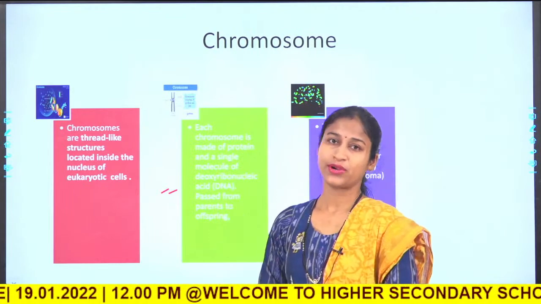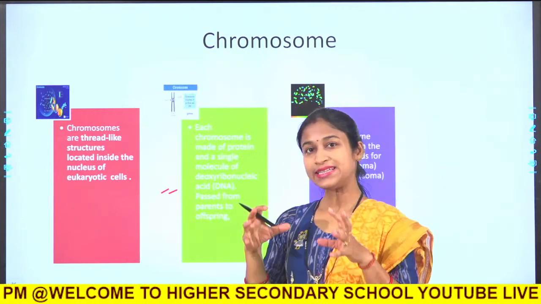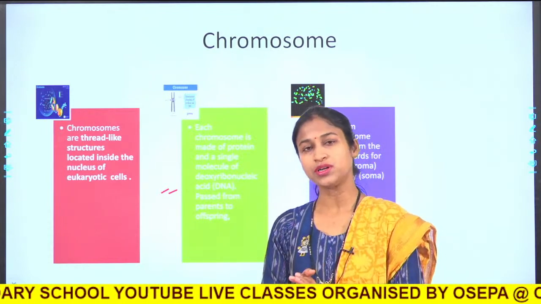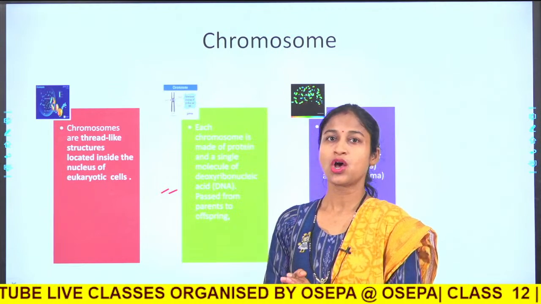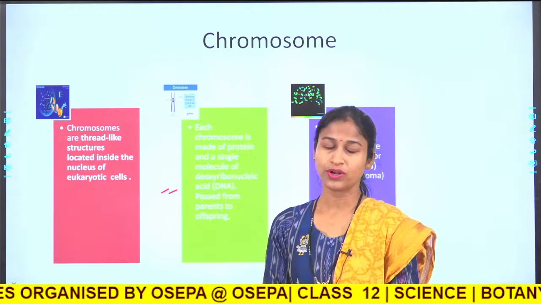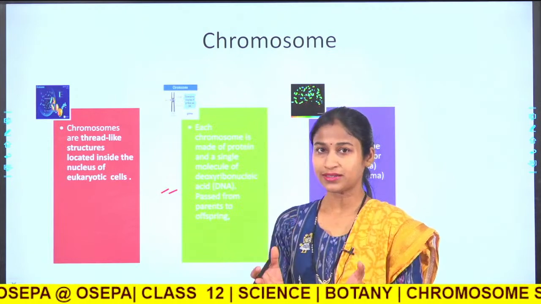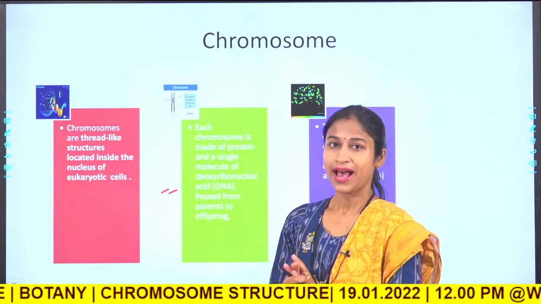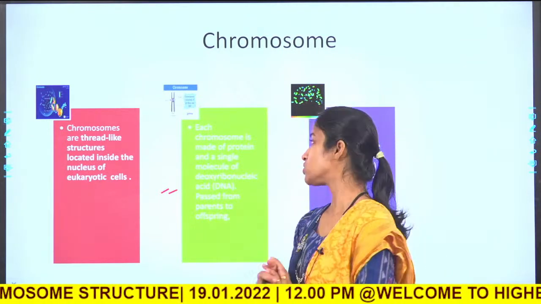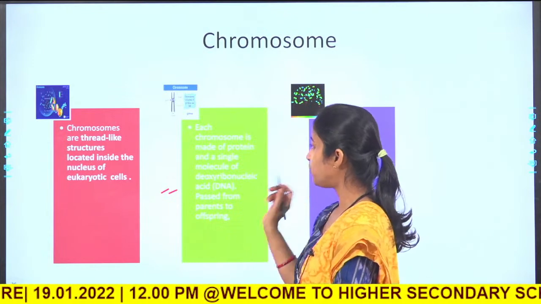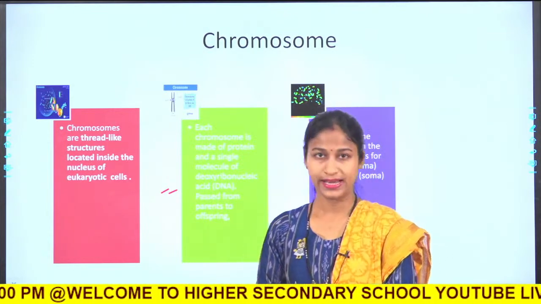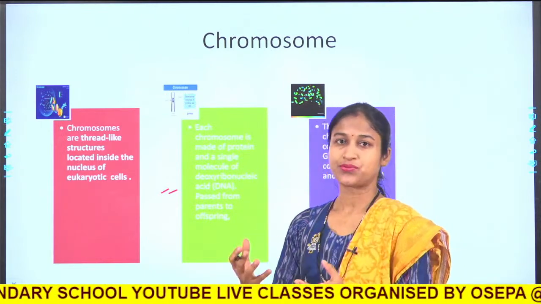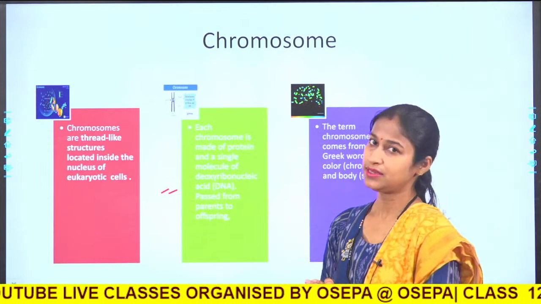Now the chromosomes are thread-like structures located inside the nucleus. Where can we find these chromosomes? It is inside the nucleus, particularly in eukaryotic cells, whereas in prokaryotic cells there is no nucleus and the chromosome is not that compact or organized a structure as it is seen in eukaryotes. Each chromosome is made up of protein and a single molecule of DNA, forms a compact structure, and is passed from one generation to another generation.